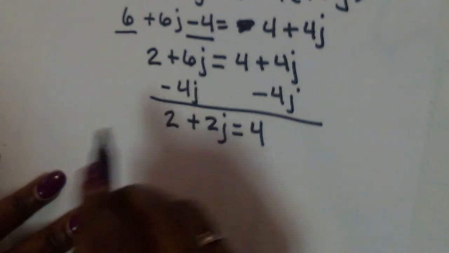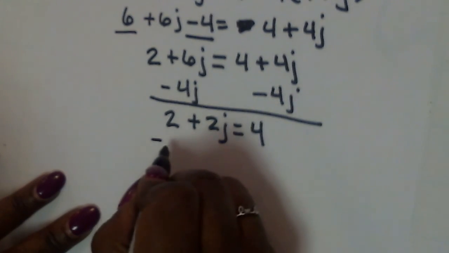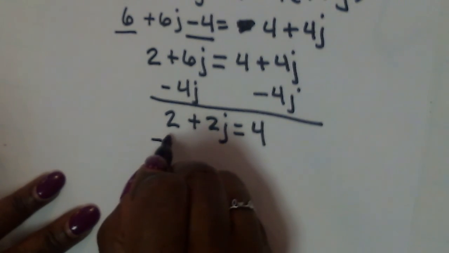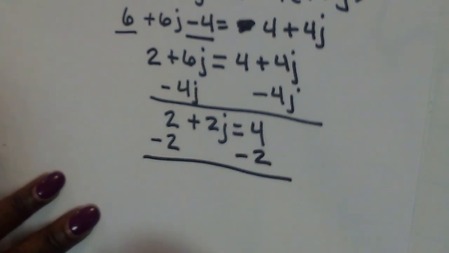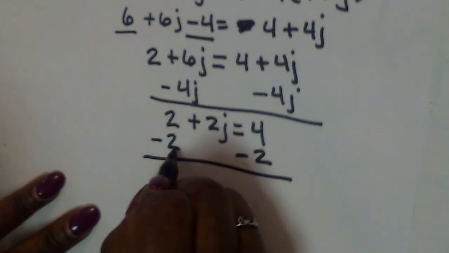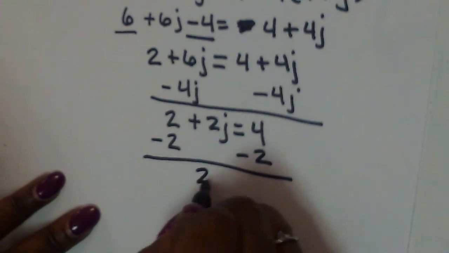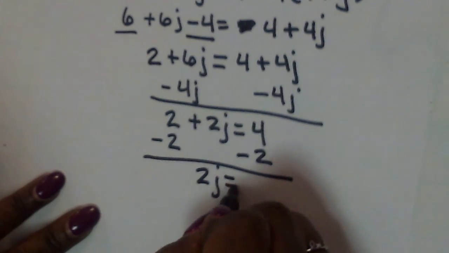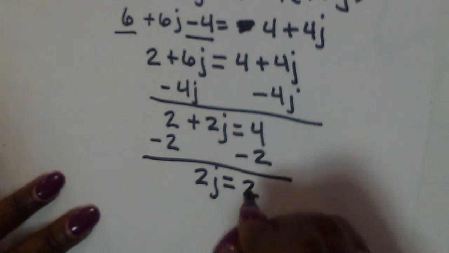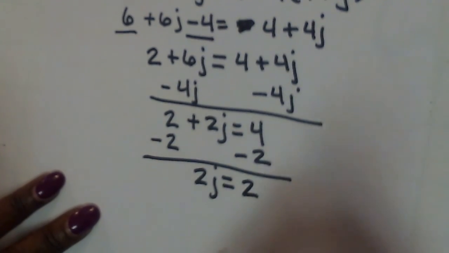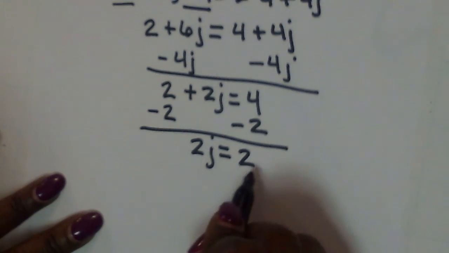It makes it easier. 2 is positive, so I'm going to do the opposite, or the additive inverse, and I'm going to subtract 2 on both sides. 2 minus 2 is 0, and we don't need to write the 0, and I can bring my 2j down. Write my equal sign. 4 minus 2 is 2. One last step to go. I have 2 times j equals 2.